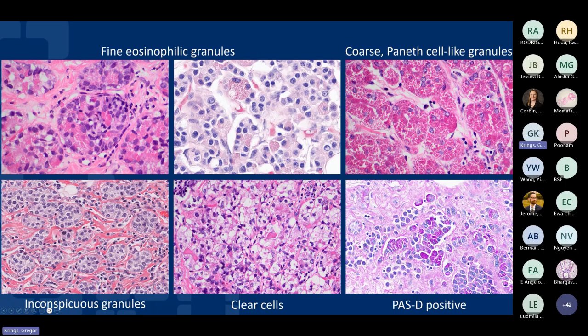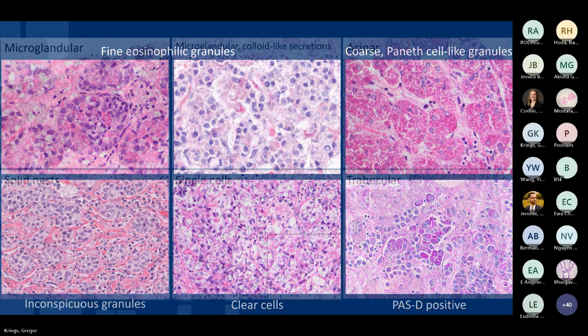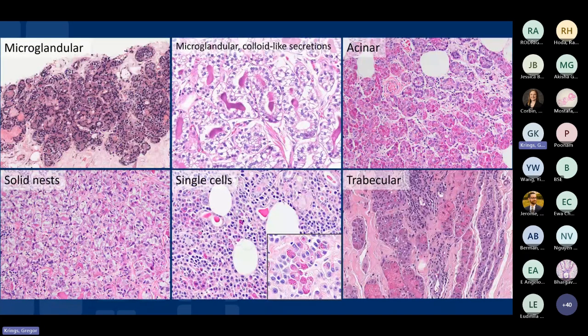Some cases can have clear cell change with or without granules, and if the granules are present, they can be highlighted with PASD. Here are some examples of the different growth patterns at a little bit higher magnification. Microglandular, sometimes having colloid-like secretions in the lumens. Acinar growth is very common, sometimes nests.